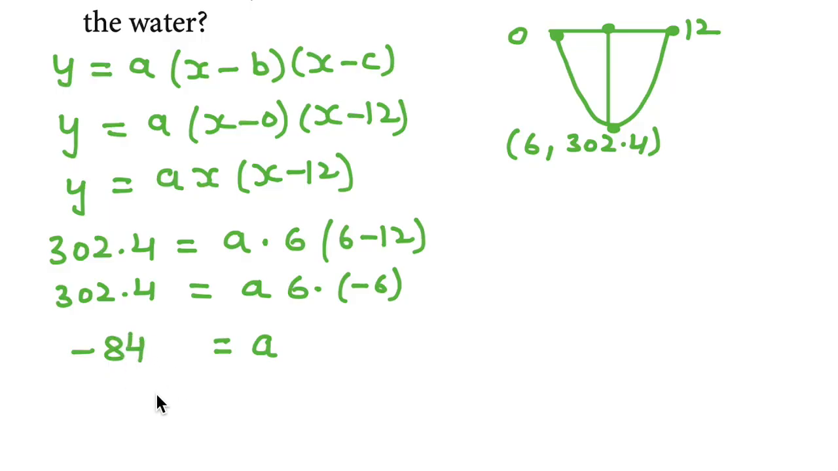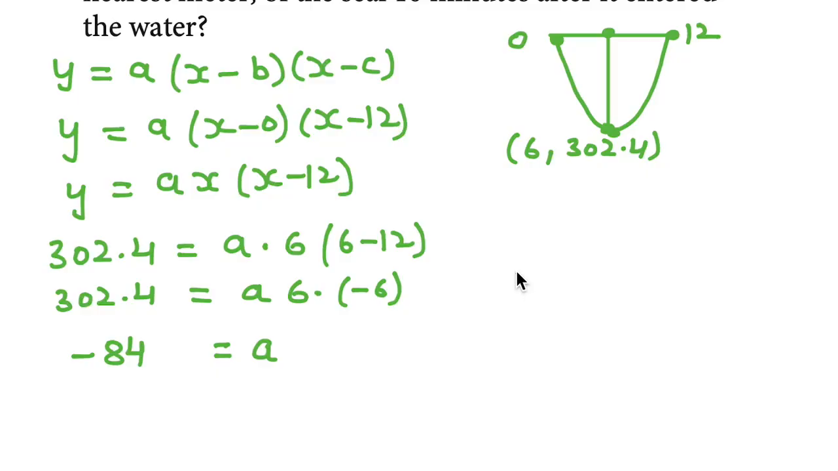Now, if a is negative, it has to be a downward parabola, right? But it is upward because the seal is going into the sea and this is the depth. So this is an upward parabola. So my question is, should I put 6 here, negative sign here, or not? Tell me in comments. Okay, a is negative 8.4. So our equation is y is equal to negative 8.4 times x times x minus 12. Now we are good to go with the question.